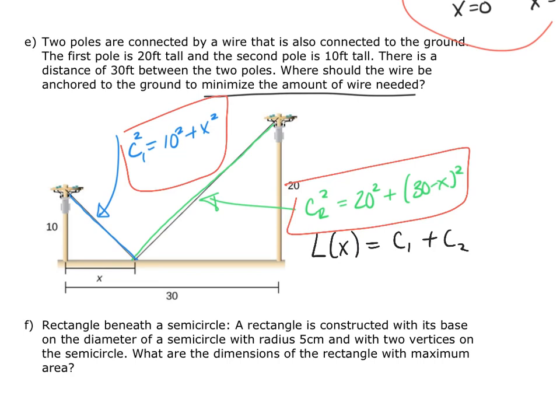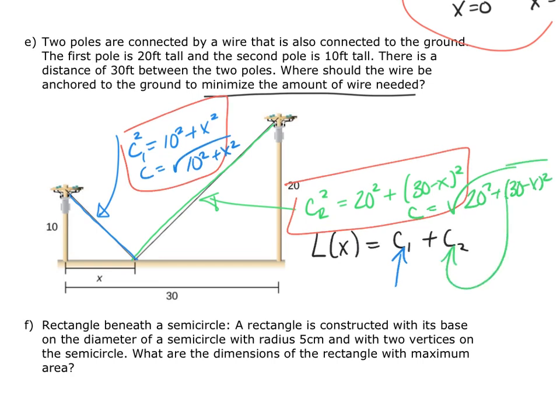Now what do I do? I'm almost out of time. What do I do now? I'm going to take the square root of both sides of c, and then I'm going to put those in right here in all of its glory. So I'm going to take this and solve for c. So c is equal to the square root of 10 squared plus x squared. I'm going to replace it right there. And then c sub 1 becomes c is equal to the square root of 20 squared plus (30 minus x) quantity squared, and that's going to go in right there. And then I'm going to take the derivative of that glorious thing. Have a great day.